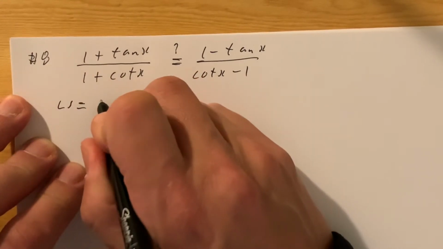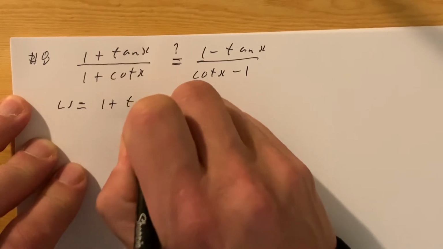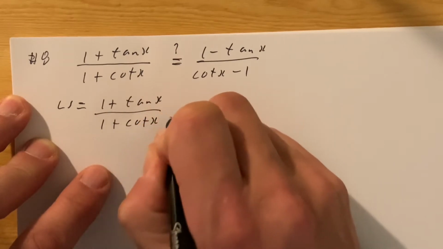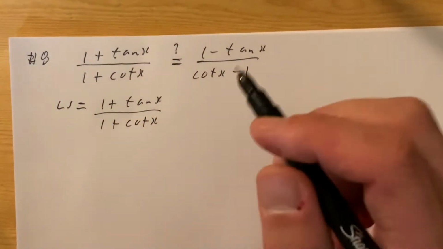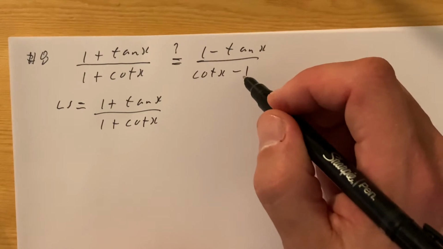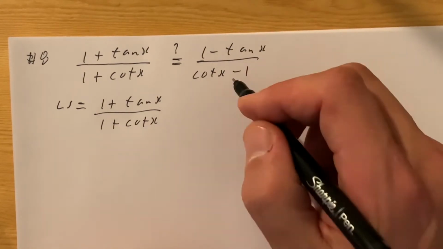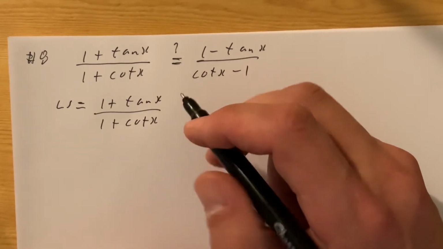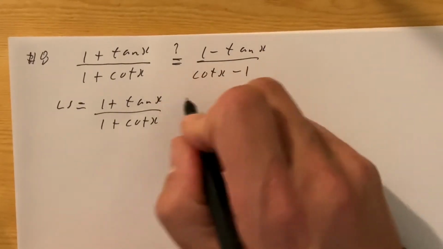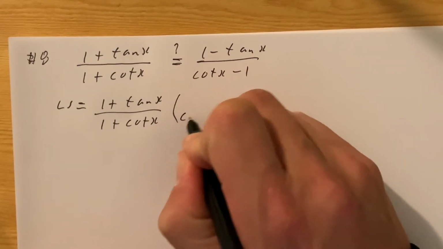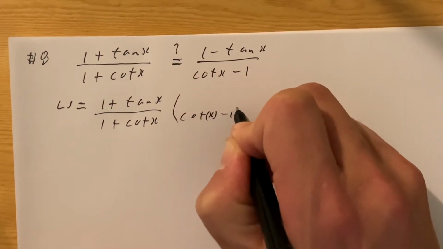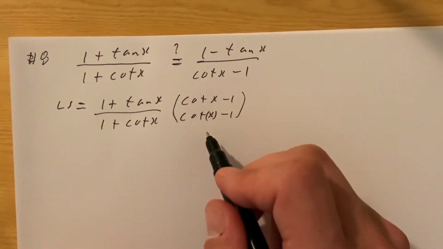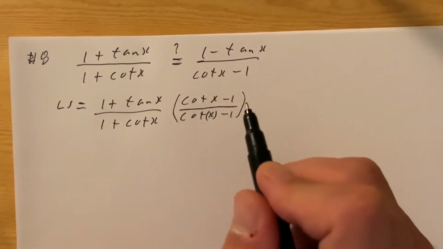Left side is 1 plus tan x over 1 plus cotan x. And I'm going to pick the bottom of the other side and multiply the top and bottom by that, because eventually that's what I want to get on this side, and see if it works out. If it doesn't, and we have to stop somewhere because we can't see it, well then we stop and we work with the other side. So I'm going to do this do nothing rule. Cotan x minus 1, cotan x minus 1. I'm not changing the value of this side. I'm just multiplying the top and bottom by the same thing. Okay?